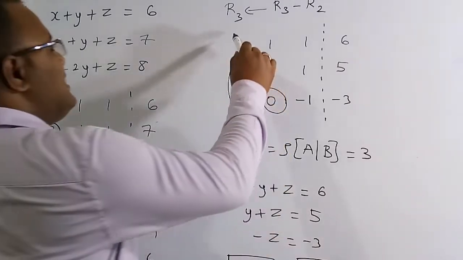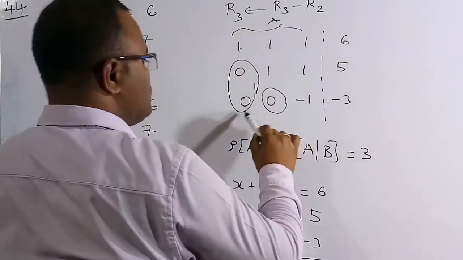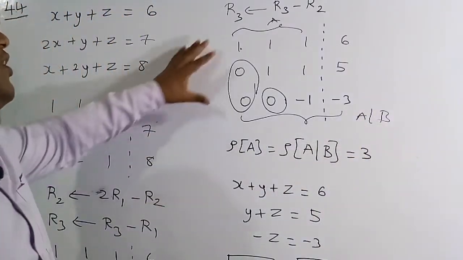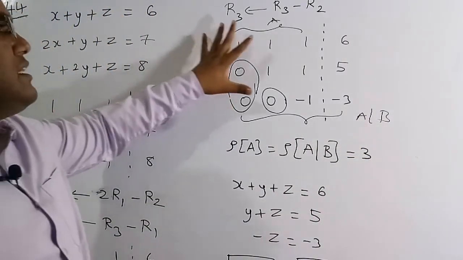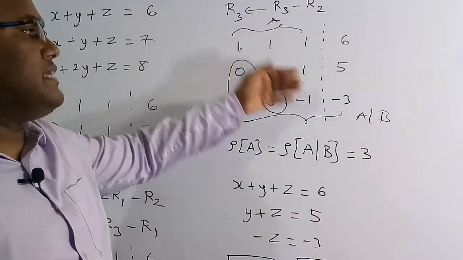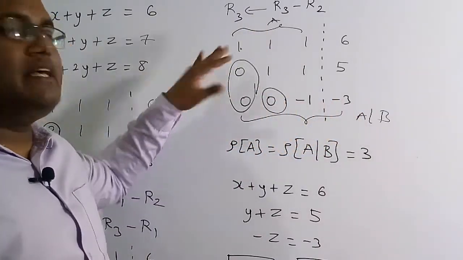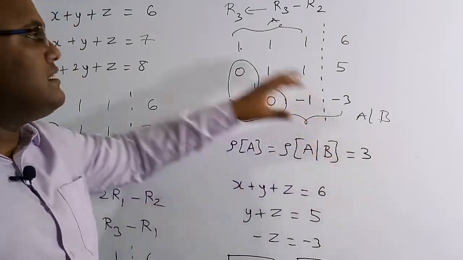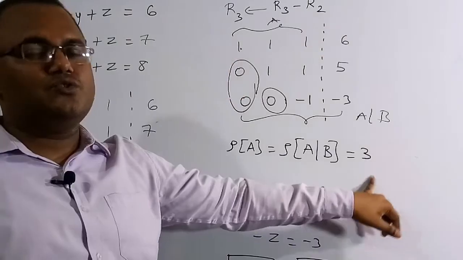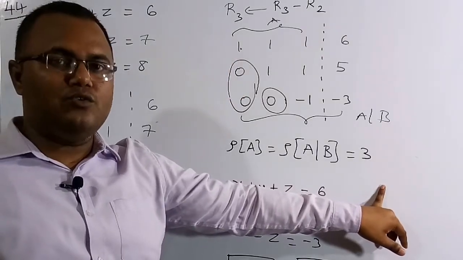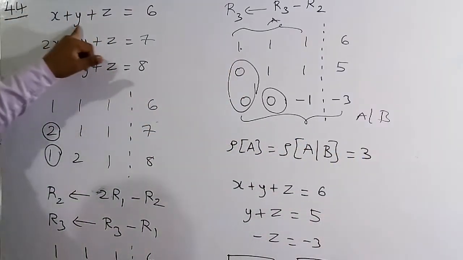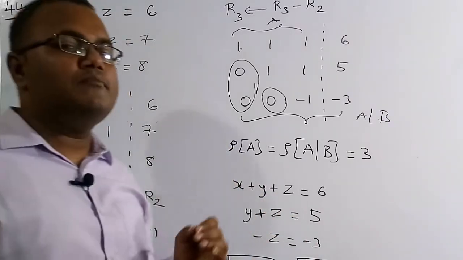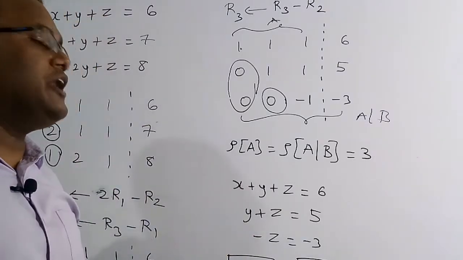So this is the matrix A, and this overall matrix is called A bar B. You can see clearly the number of non-zero rows for matrix A is 3 and the number of non-zero rows for matrix A bar B is again 3. So we can say that the rank of A is equal to the rank of A bar B is equal to 3, because of the number of non-zero rows. So 3 is the number of unknowns, which are x, y, z. Therefore simply we can say that the rank of A is equal to the rank of the augmented matrix is equal to the number of unknown variables.